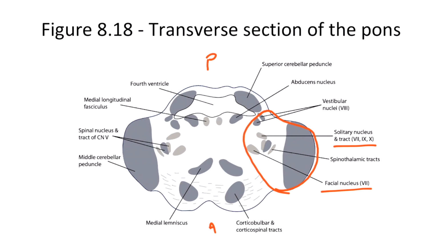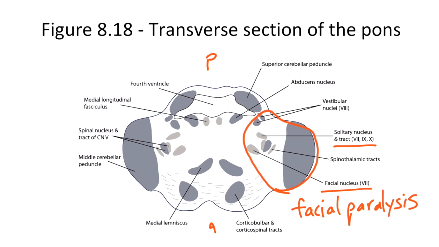Damage to the motor aspect of the facial nucleus will result in total ipsilateral facial paralysis. Recall that the solitary nucleus contains sensory information from cranial nerves 7, 9, and 10. So, knocking out the sensory aspect of the facial nerve would result in taste deficits from the ipsilateral anterior two-thirds of the tongue.